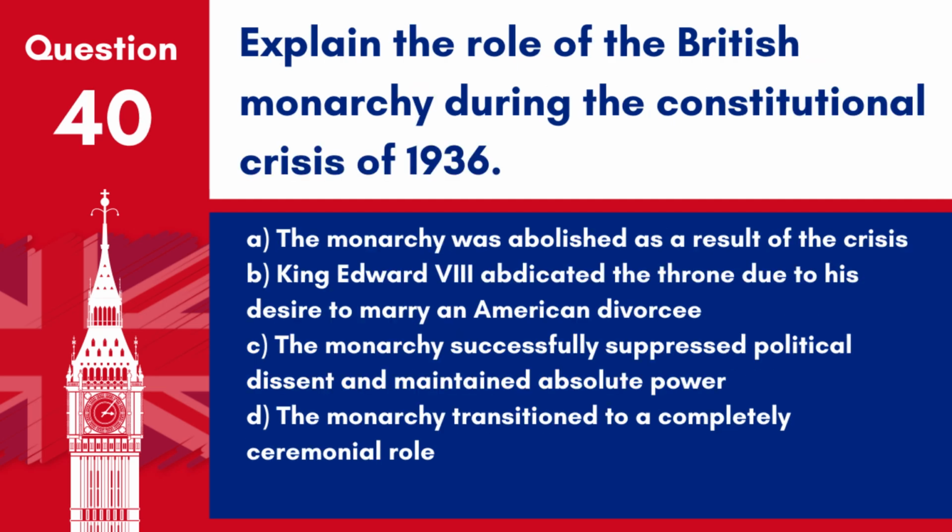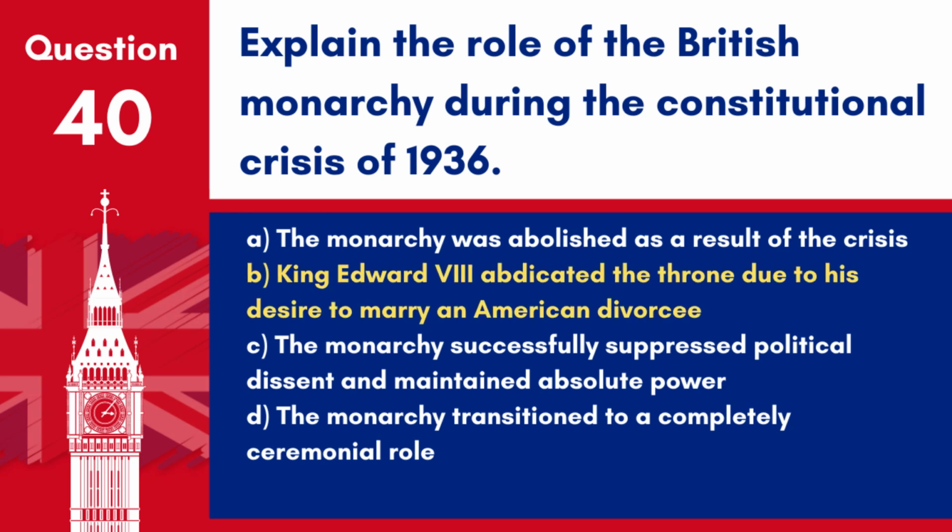Question 40. Explain the role of the British monarchy during the constitutional crisis of 1936. A. The monarchy was abolished as a result of the crisis. B. King Edward VIII abdicated the throne due to his desire to marry an American divorcee. C. The monarchy successfully suppressed political dissent and maintained absolute power. D. The monarchy transitioned to a completely ceremonial role.